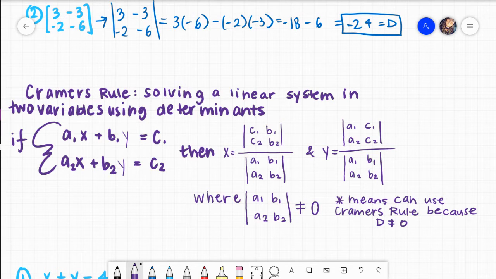And then the way we find y, our denominator is the same, but our numerator is different. Now it's the determinant of a sub 1, c sub 1, and a sub 2, c sub 2. And both of our denominators here, a sub 1, b sub 1, a sub 2, b sub 2, must not equal 0, okay? This means we can use Cramer's rule because the determinant does not equal 0, and it's in a denominator form and you can't divide by 0, so that's another reason as well.